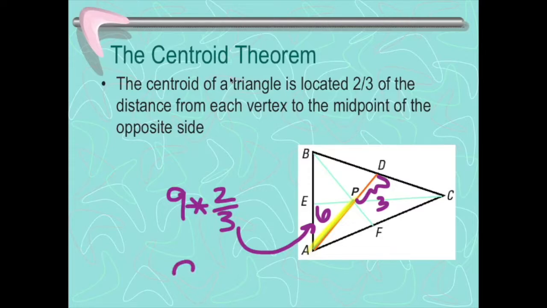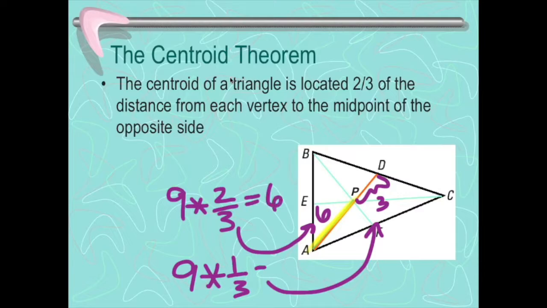What about 9 times 1/3? We said that this part was 1/3. By the way, when you multiply by 1/3, it's like dividing it by 3. So it should be 3. Then multiplying by 2 again, that would be 3 times 2, which is 6. So the centroid always splits the median into a 2/3, 1/3 ratio.